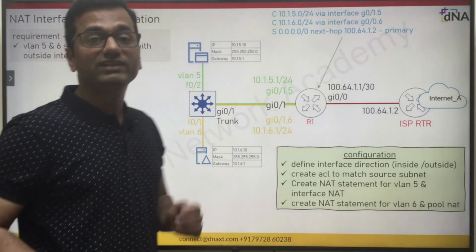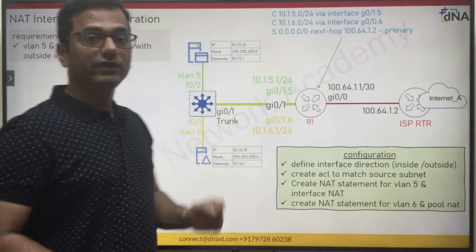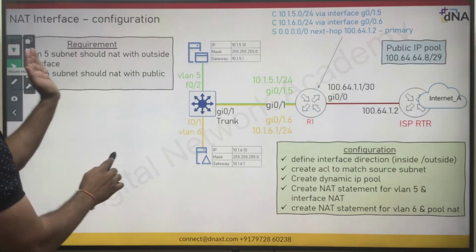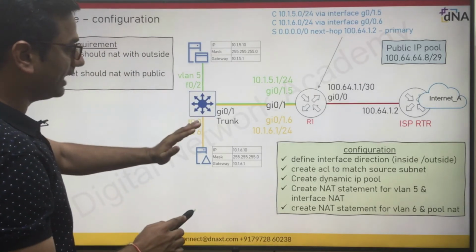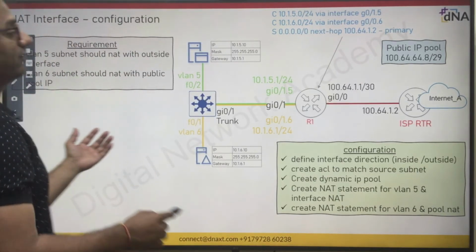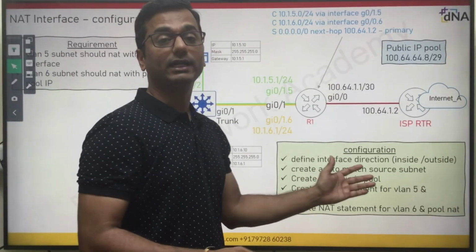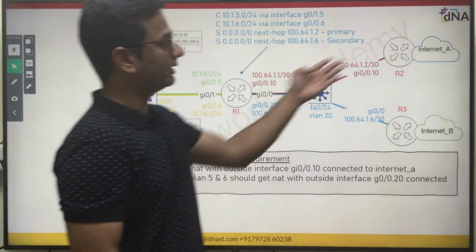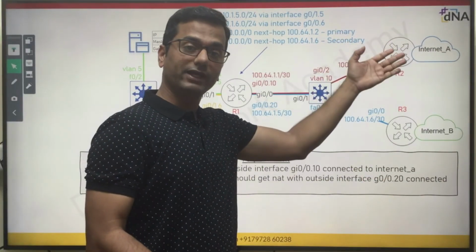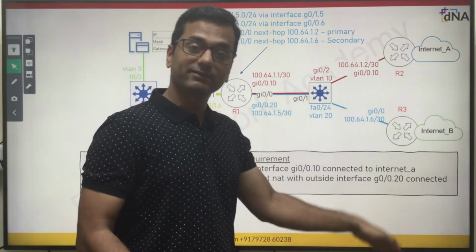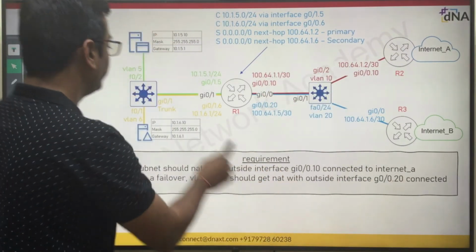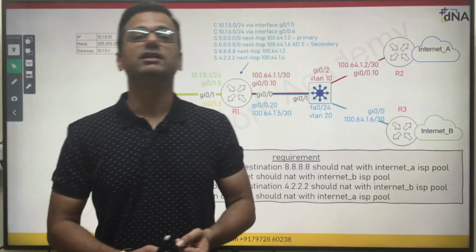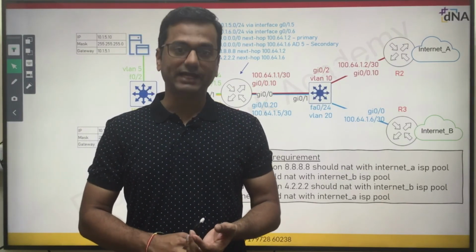In part 2 we'll start with the configuration, in which we will see different scenarios of interface NAT. Then we'll look at interface NAT with different use cases, where we have to do interface NAT as well as pool NAT, both. Here we have two service providers, primary and secondary. If the primary link fails, your traffic should get NAT with the secondary pool, which is internet service provider B. The next one is the same use cases. So guys, this is how we will cover almost 6 to 7 use cases and scenarios.